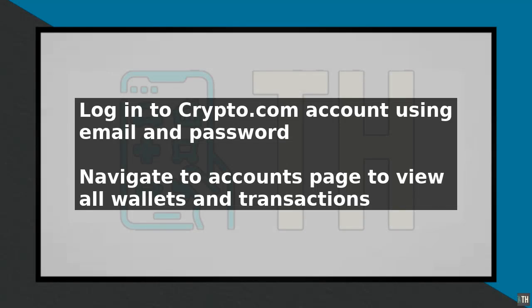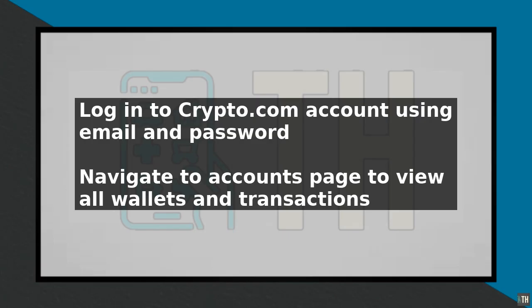To find the transaction ID on Crypto.com, follow these steps. First, log into your Crypto.com account using your email and password. Once you are logged in, navigate to the Accounts page where you can view all your wallets. Click on the specific wallet for which you want to find the transaction ID.